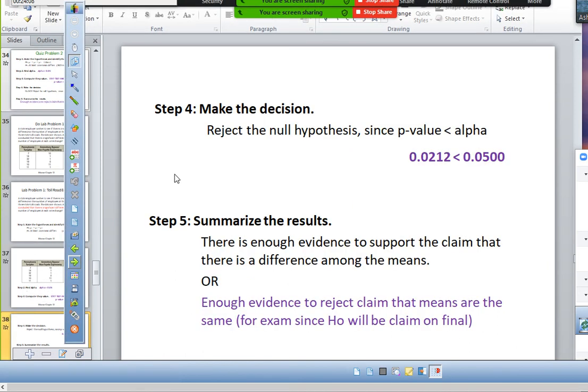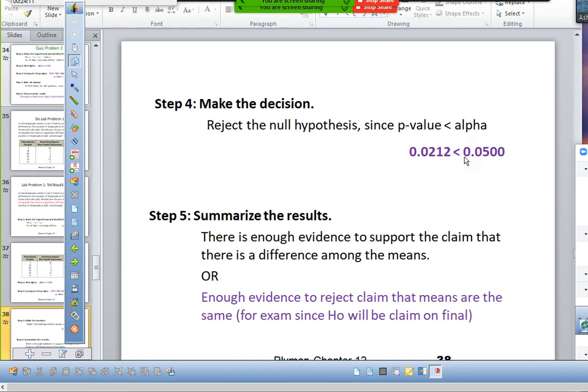All right, so then we're going to reject the null hypothesis since my p-value is less than alpha. Maybe add a couple of zeros to alpha if you get a little lost with the decimals, so they both have 4 decimals, and you can see 500 is definitely bigger than 212. So p-value is small.